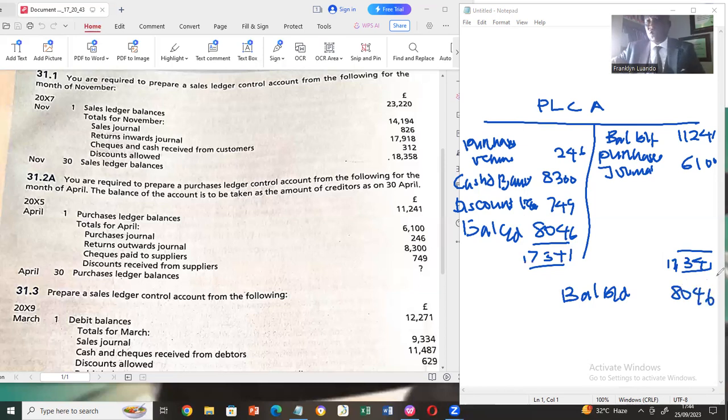So we have demonstrated how to prepare these control accounts. Please be on the lookout in the second series. I shall demonstrate how to prepare the control reconciliation account, where the individual accounts do not agree with the control accounts. You have to prepare the reconciliation.